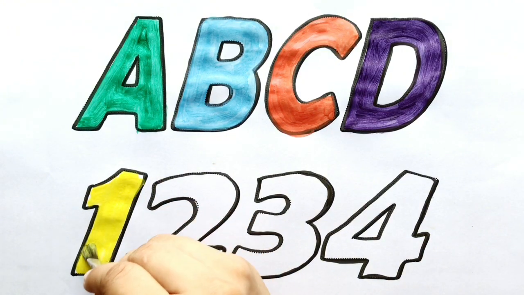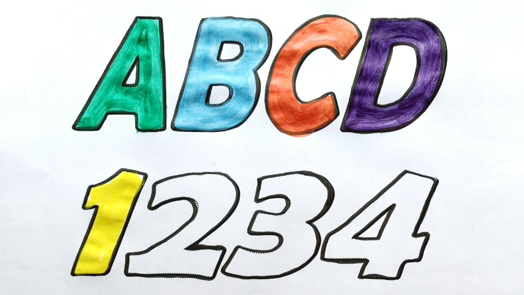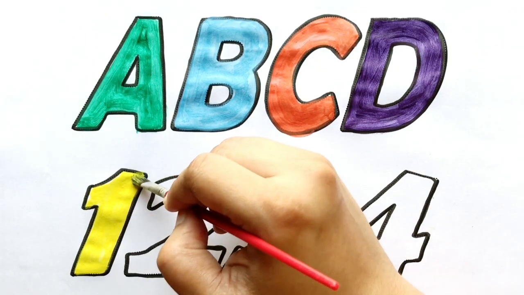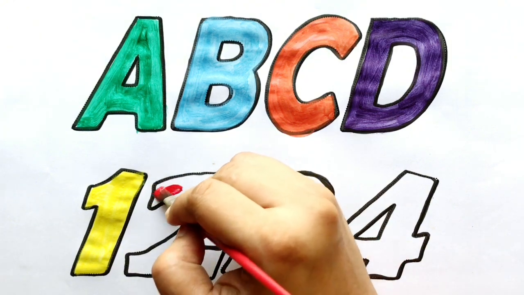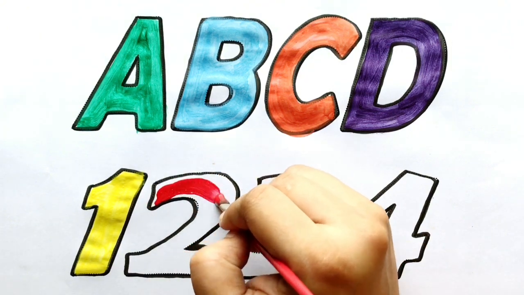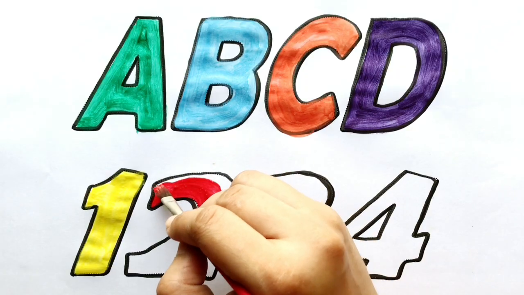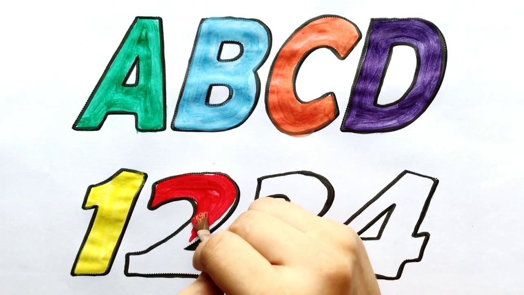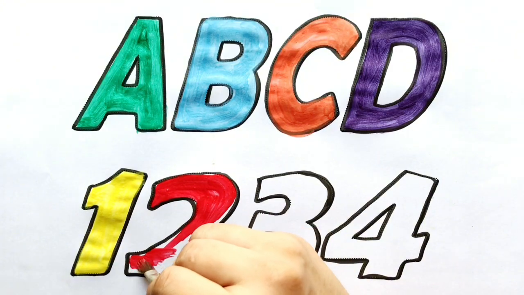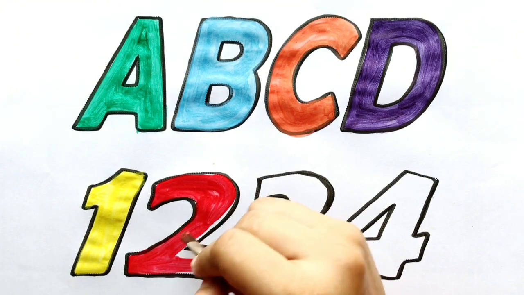A B C D E F G H I J K L M N O P Q R S T U V Red color. Number 2. Y and Z. Now I know my ABCs. Next time won't you sing with me?